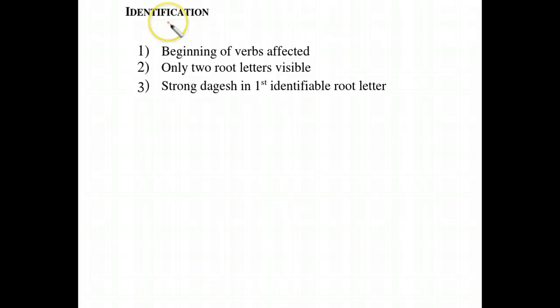Key points for identification of the Peh-Nun verb. One is that only the beginning of the verb is really affected. So when you're looking at Peh-Nun, the change is really just going to affect the front part of the verb, primarily, as a general rule of thumb. Second, only two root letters are visible. So when you recognize that situation, you're trying to parse a verb, one of the places to go to is the Peh-Nun table. And the third one is the strong dagesh in the first identifiable root letter.